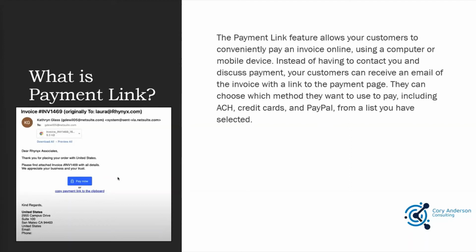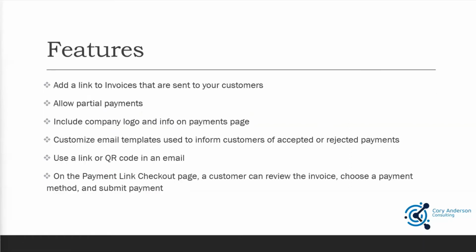All right, I'll go ahead and move on. So what are the features of the payment link? First of all, you add a link to invoices that are sent to your customers. The link can be in an email. It can also be in the PDF printout document or an HTML printout from those invoices. You can allow partial payments, and that is your choice. You can require full or partial payment.